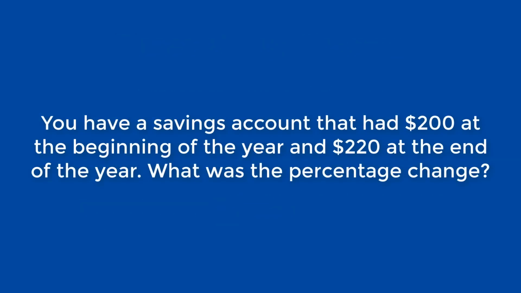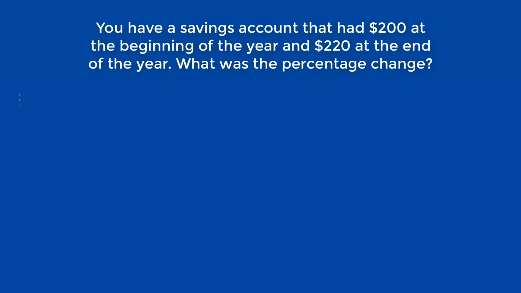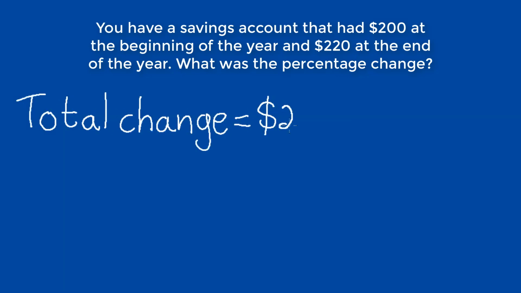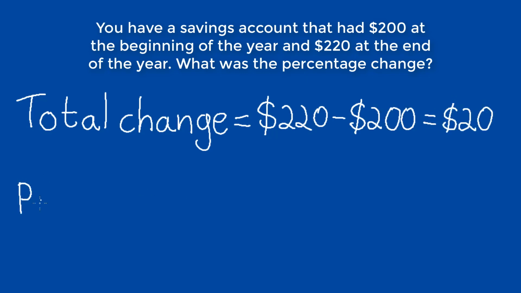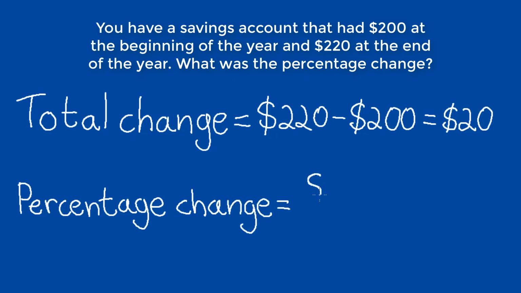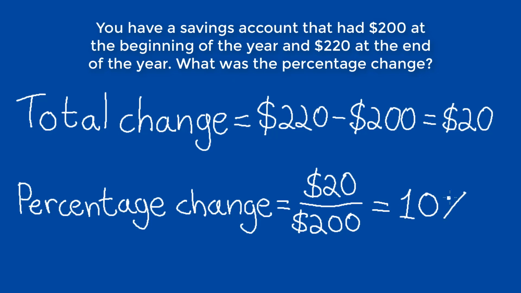For example, let's say you have a savings account that had $200 at the beginning of the year and $220 at the end of the year. What was the percentage change? First, we determine the total change, which is the difference between the ending and beginning balances, giving us $20. The percentage change in this situation is the total change of $20 over the initial value of $200, giving us 10% change.